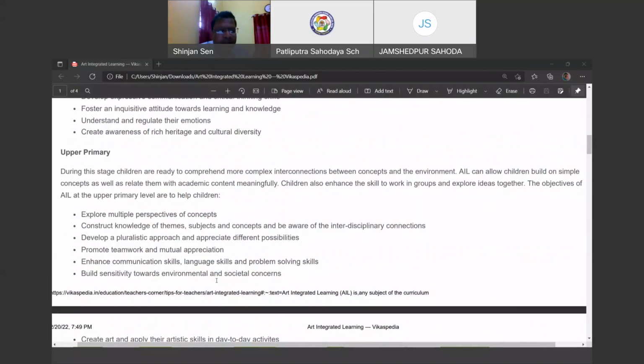Now they are growing. Their brain is now developing. From primary, we have now come to upper primary. So obviously, their thinking will become a little more complex. Their questions will be different. They will start asking in different ways, and they will think in different ways. During this stage, children are ready to comprehend more complex interconnections between concepts and environment. What is the concept and how is it related to the environment?